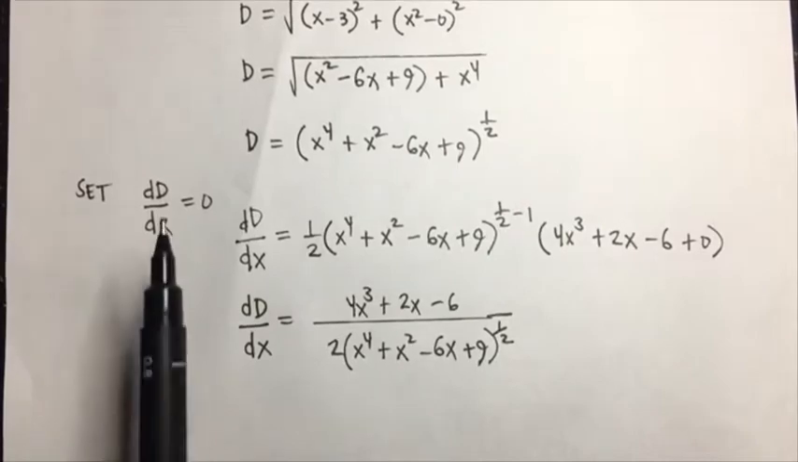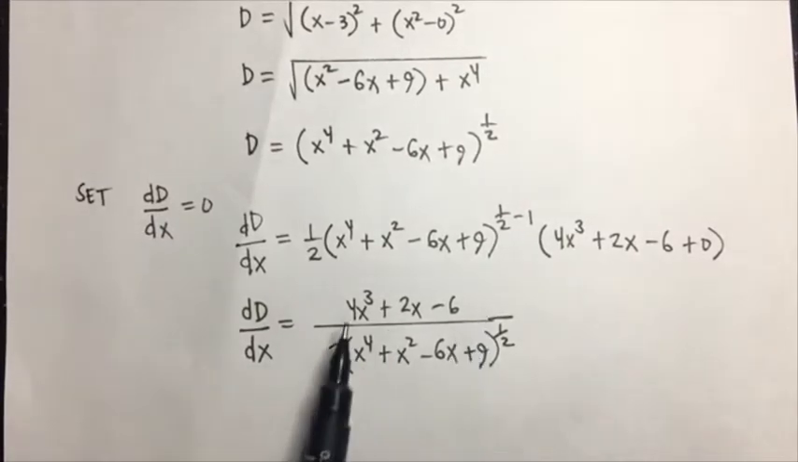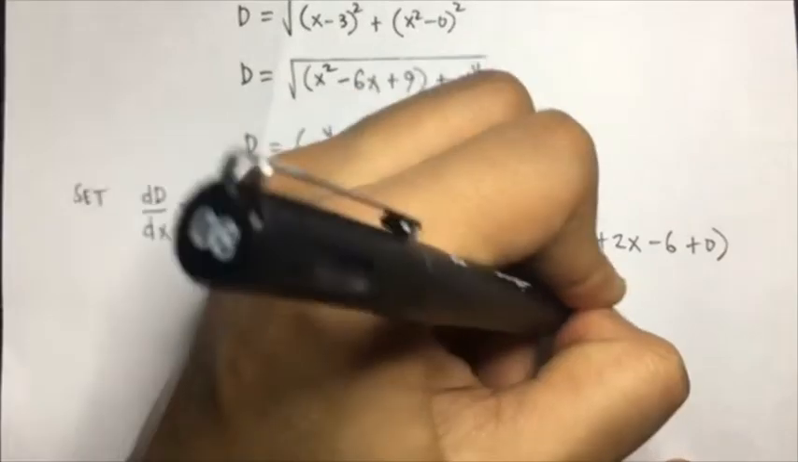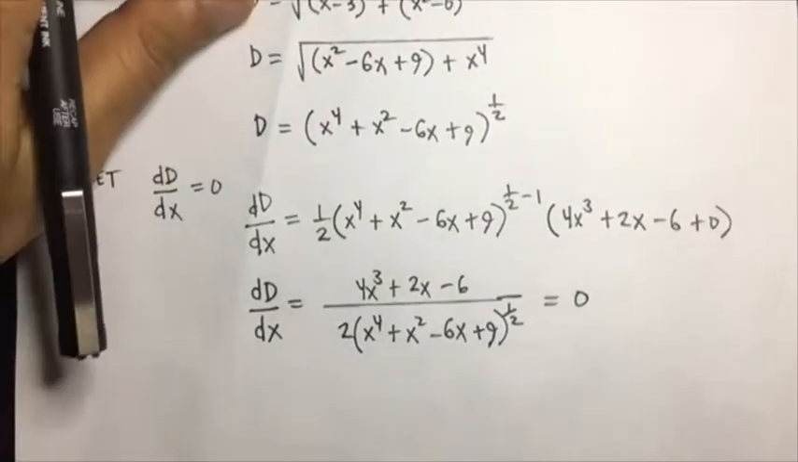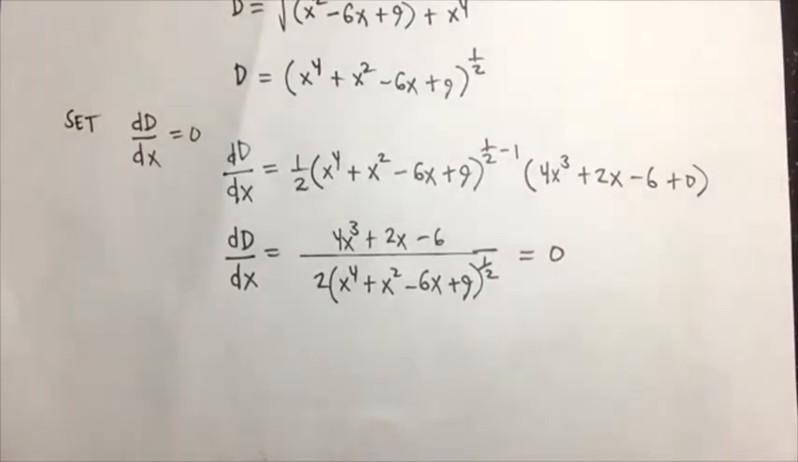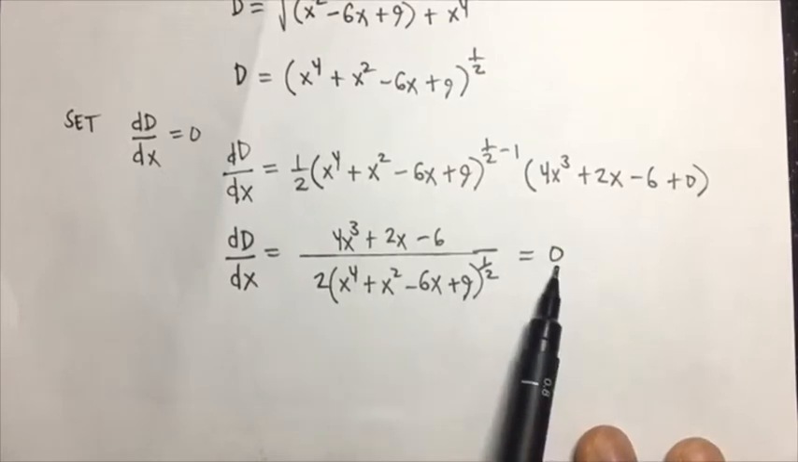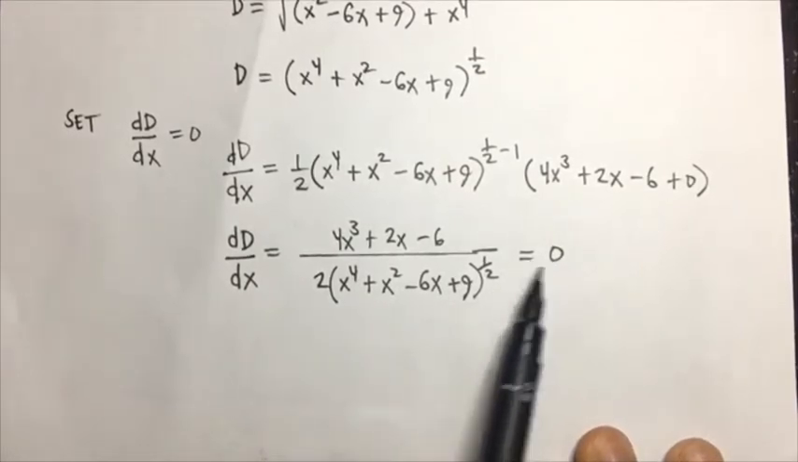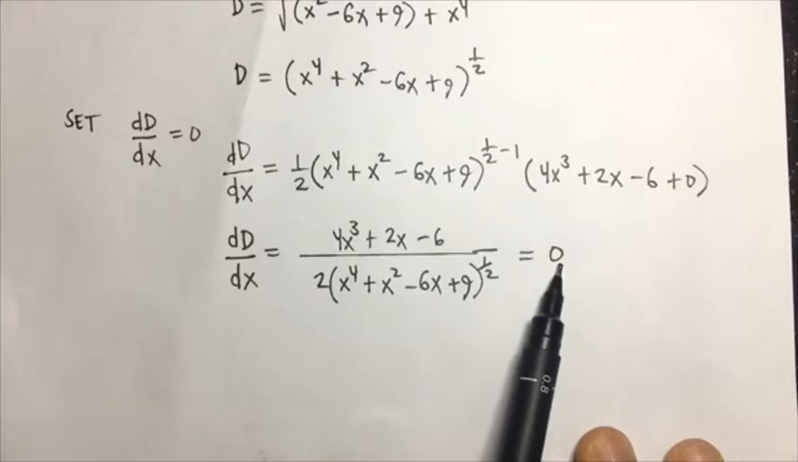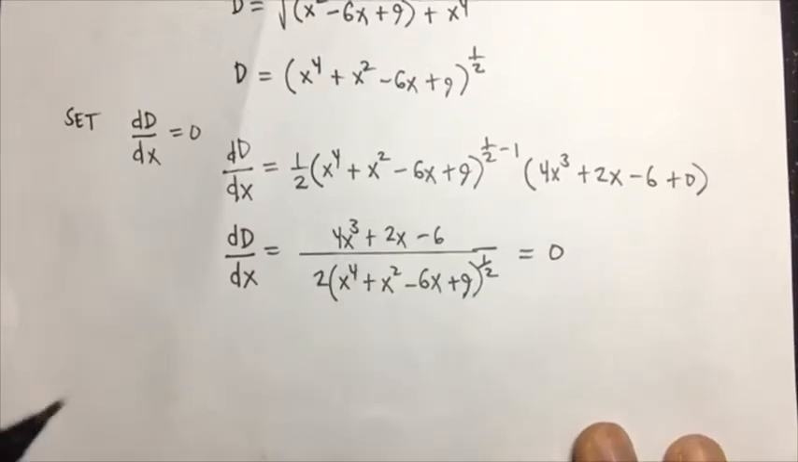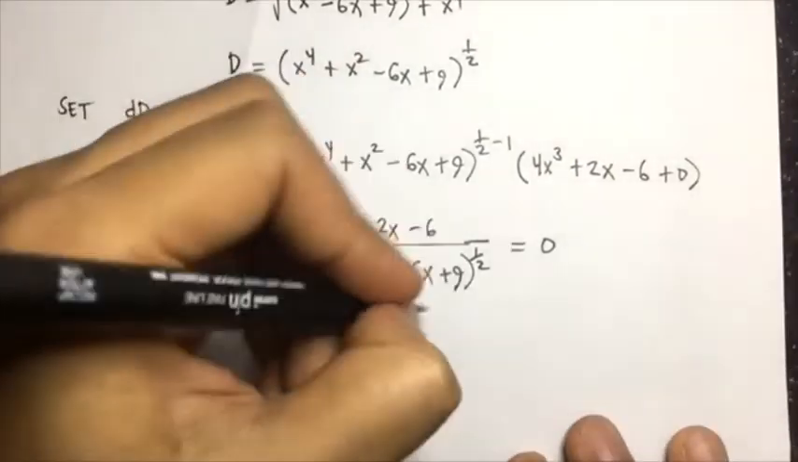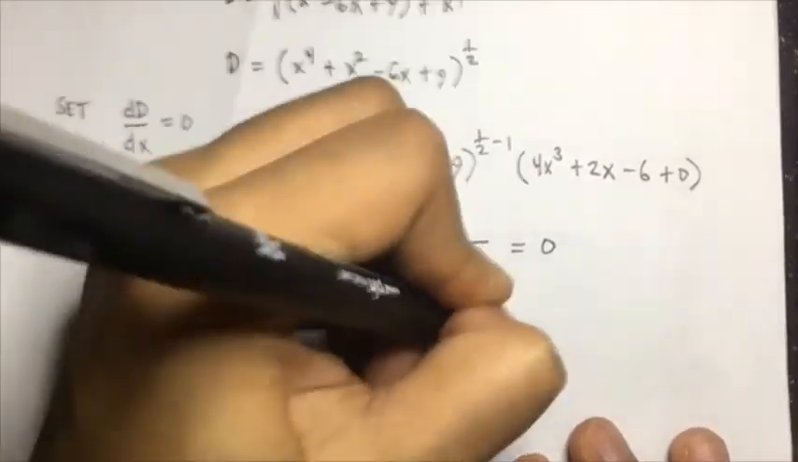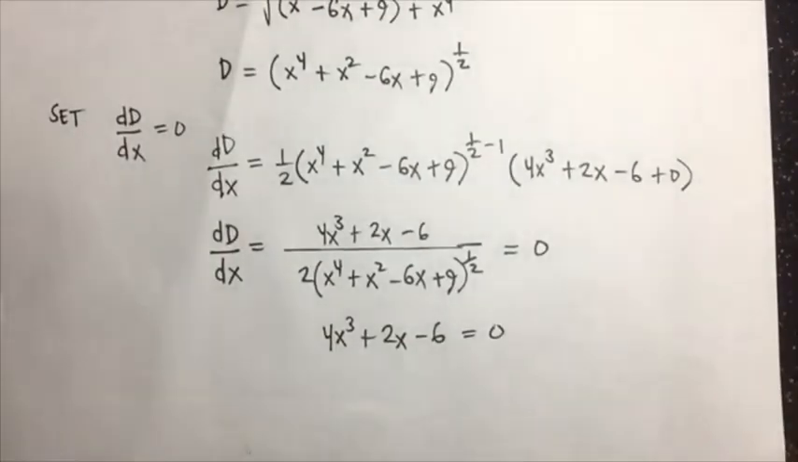Okay, since we set the derivative to 0, this whole expression is equal to 0. So to solve for x, we can cross multiply the denominator to 0, and what will remain is only the numerator. So what will remain is 4x cubed plus 2x minus 6 is equal to 0.